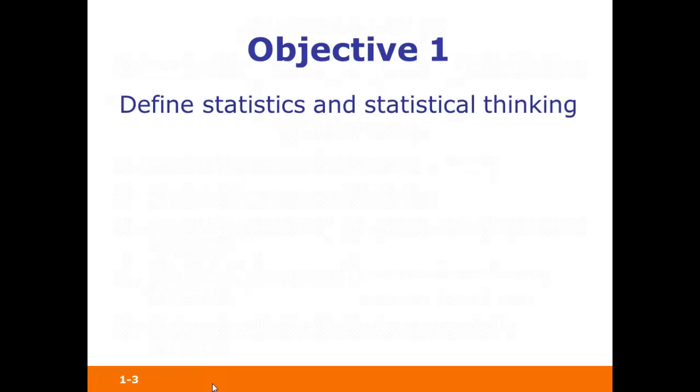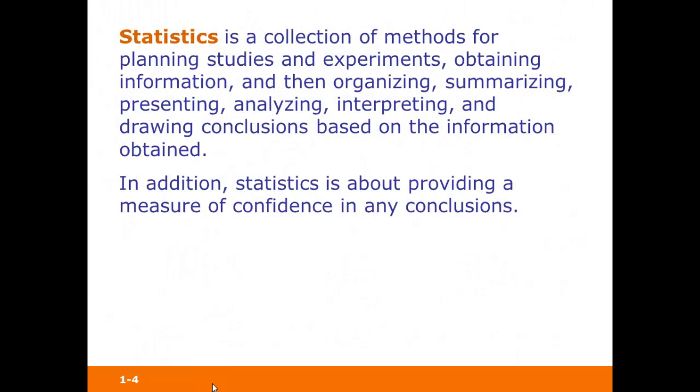So the first objective is to define statistics and statistical thinking. The definition from your textbook for statistics is that statistics is a collection of methods for planning studies and experiments, obtaining information, and then organizing, summarizing, presenting, analyzing, interpreting, and drawing conclusions based on the information obtained. In addition, statistics is also about providing a measure of confidence in any conclusions we might come to.